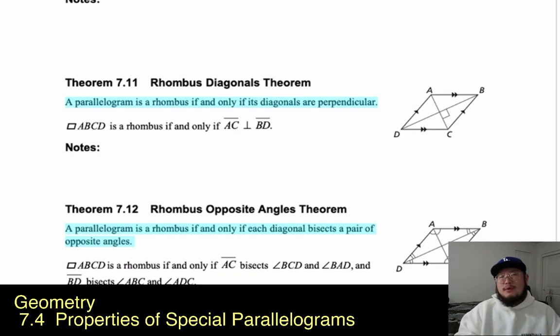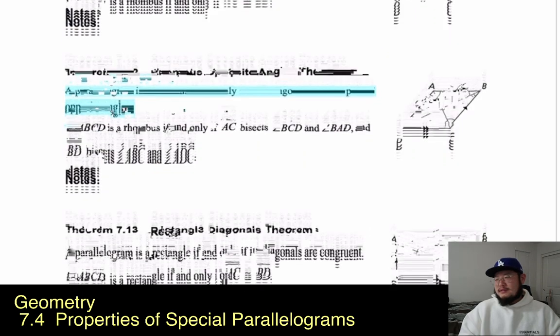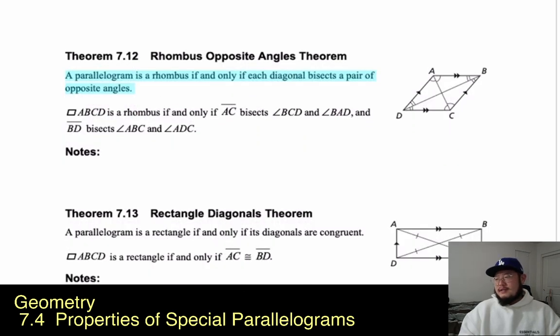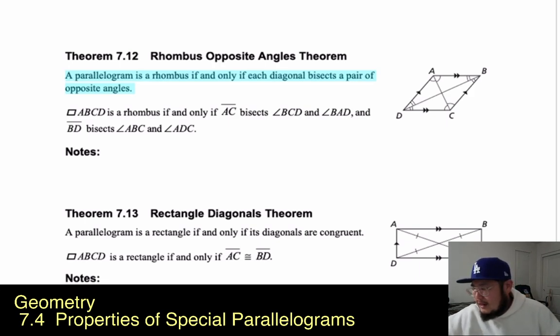In theorem 7.12, we now have a parallelogram is a rhombus if and only if each diagonal bisects a pair of opposite angles. Okay, so you can see when you look at the diagram, you can see where we have these angle markings, showing that, hey, these diagonals are bisecting the opposite angles. We know that in a parallelogram, opposite angles are congruent. But now, in a rhombus, they are also going to be bisected.